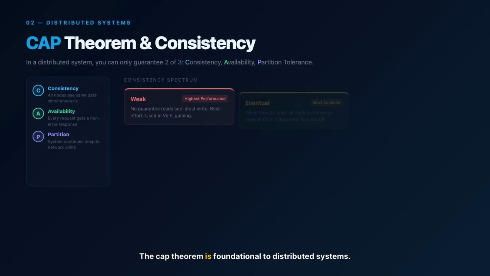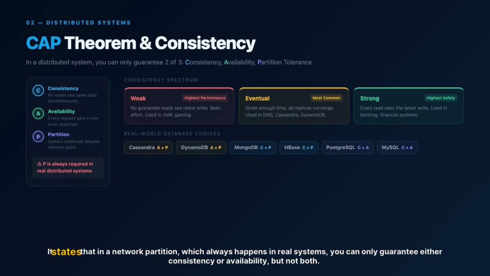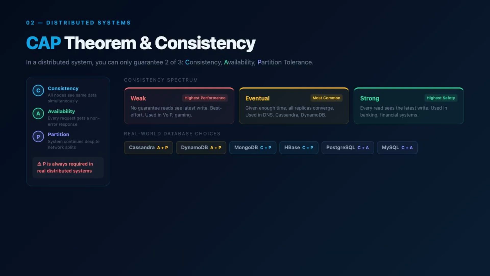The CAP theorem is foundational to distributed systems. It states that in a network partition, which always happens in real systems, you can only guarantee either consistency or availability, but not both. Consistency means every read returns the most recent write. Availability means every request gets a non-error response. Partition tolerance means the system continues operating despite network splits. And since network failures are unavoidable, you always need partition tolerance. So the real choice is between consistency and availability.